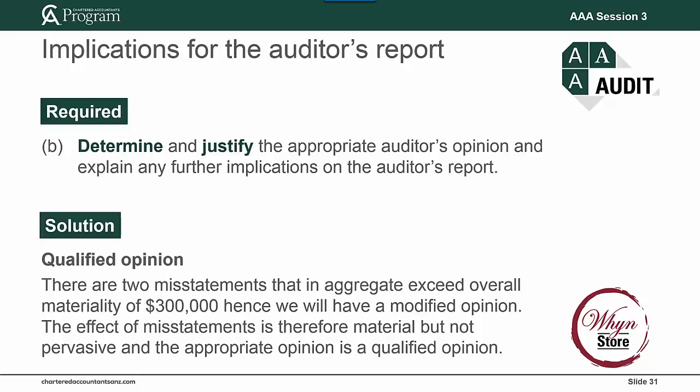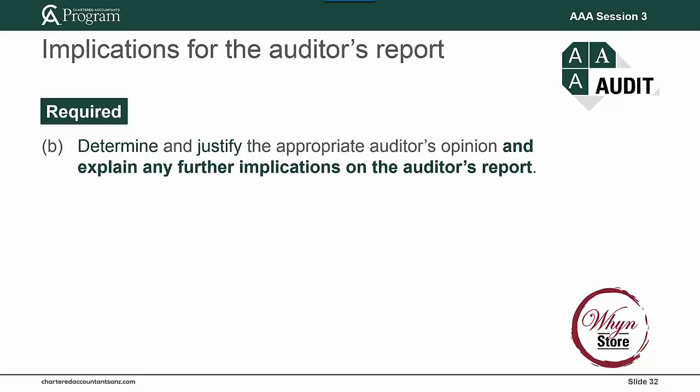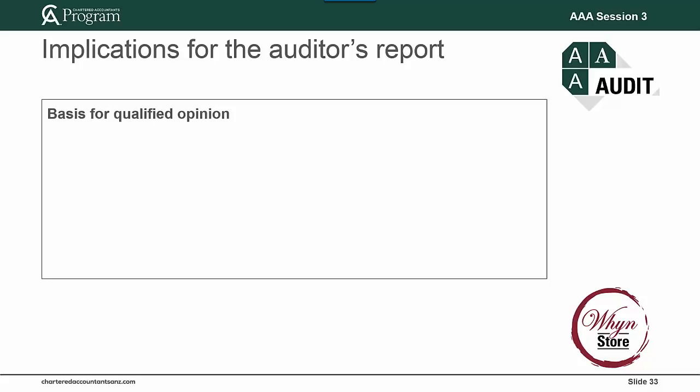Okay, so the only thing left to do is explain any further implications on the auditor's report. So what are the possible implications that we have to think about? The first thing to consider is the basis for opinion section. As we have issued a qualified opinion, this section must be titled Basis for Qualified Opinion, and the effects of the matters must be described here.